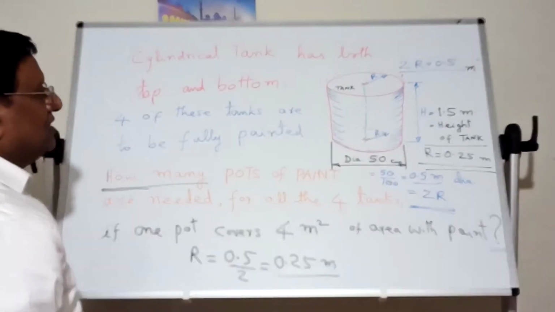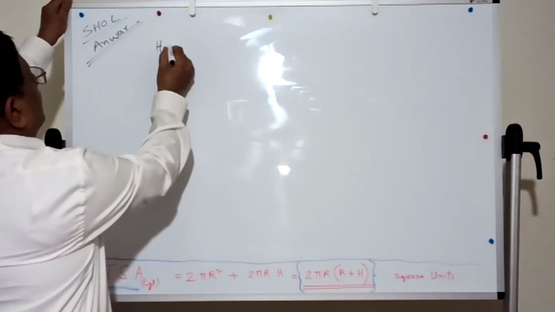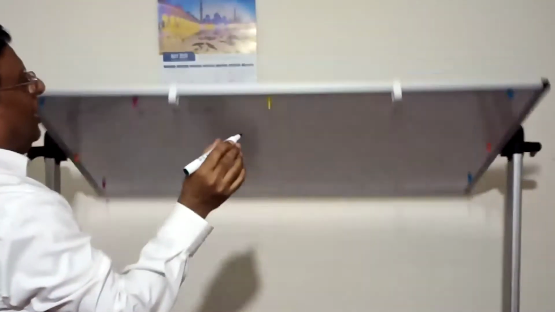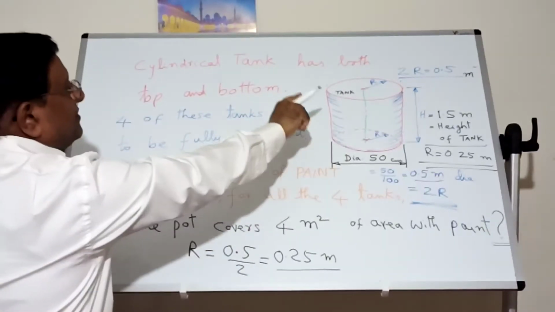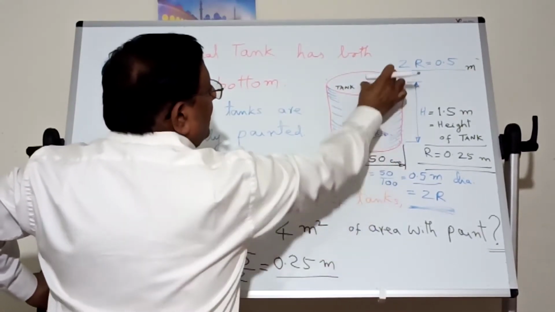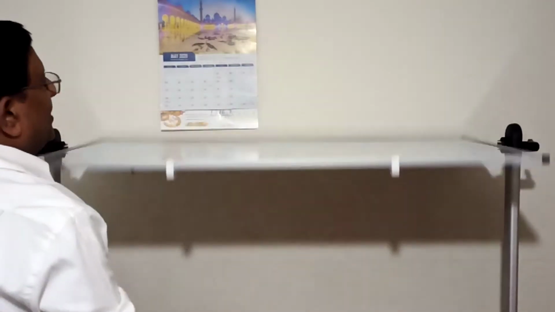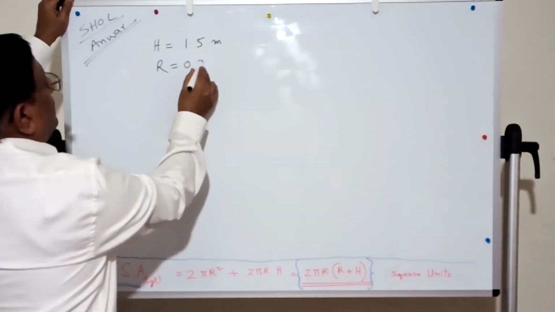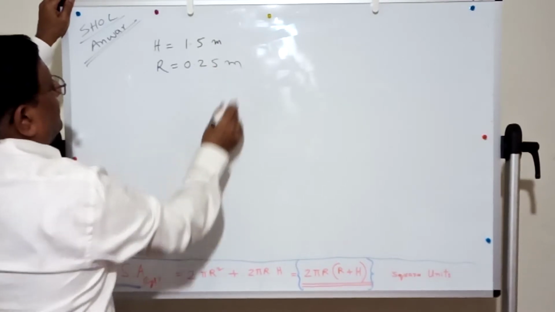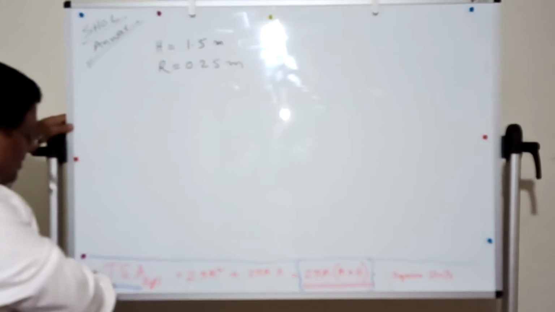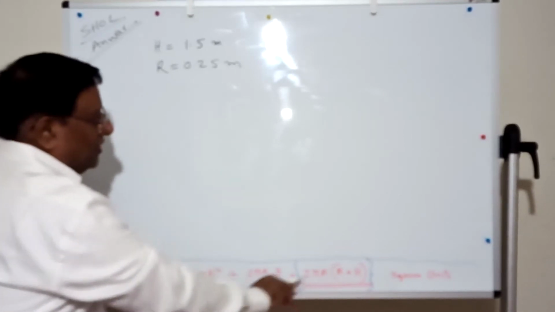So we just take it. Height is 1.5 meters, that is the height, and the radius is from the center to this edge. The total is 0.5 meters, so half is 0.25 meters, that is the radius. Radius is 0.25 meters. And previously we have discussed the formula we use to get the total surface area.